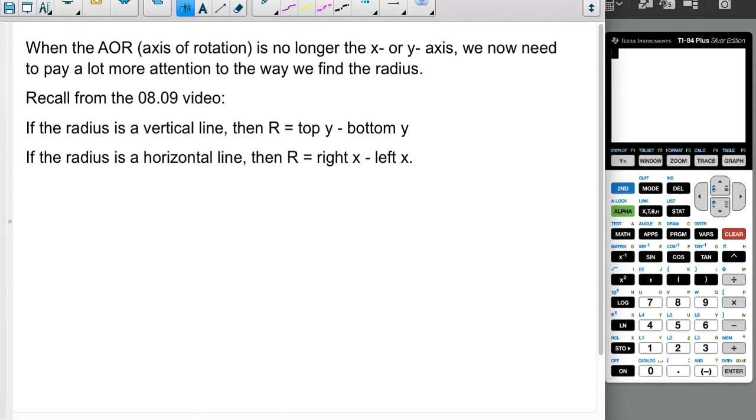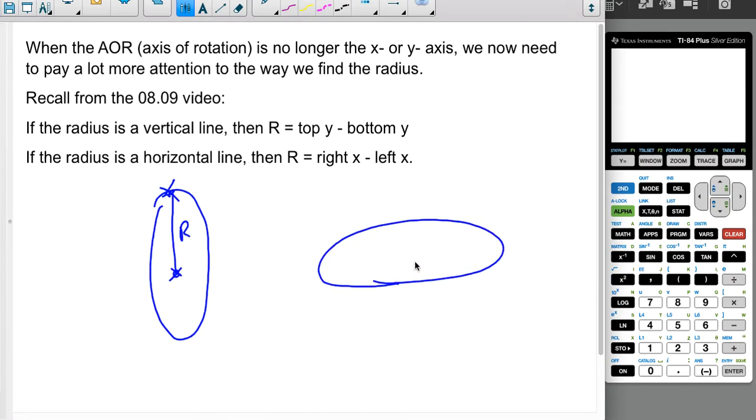So the only difference in this video is that the axis of rotation, or AOR if we're abbreviating, is no longer the X or Y axis. We now need to pay a lot more attention to the way we find the radius. So recall from the 8-9 video that the radius for a vertical line, if we're rotating this way and we have a radius that's vertical, to find the radius we do top Y value minus bottom Y value. If we have a disk that's rotating this way, to find the length of the radius, we do right X value minus left X value, right? That's what we're going to do.